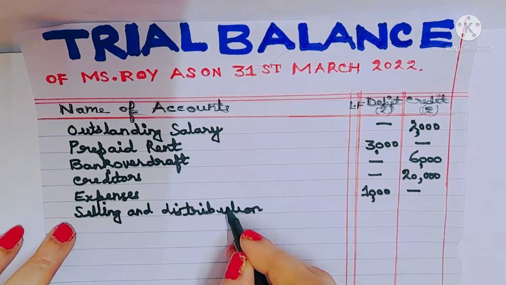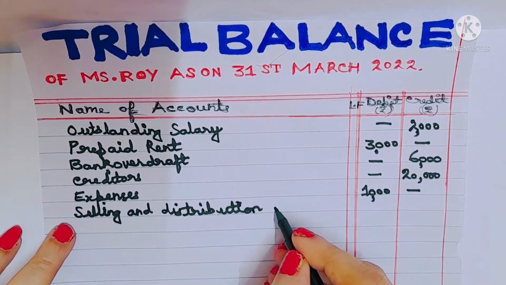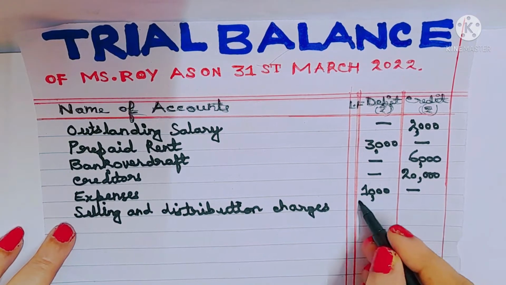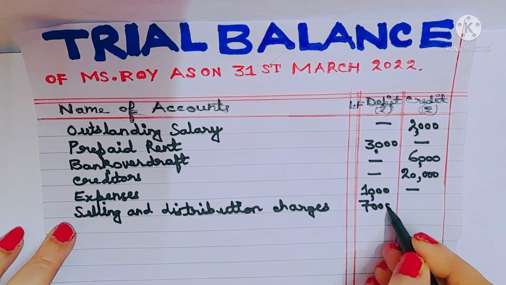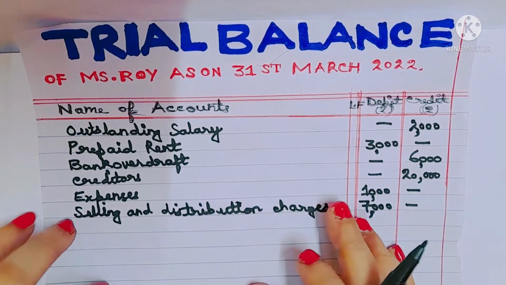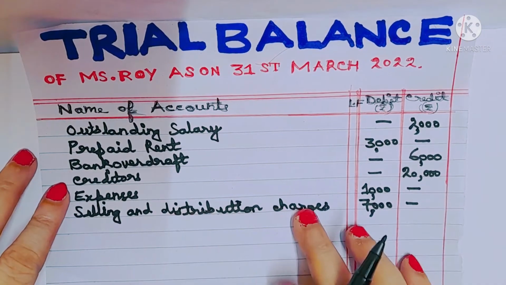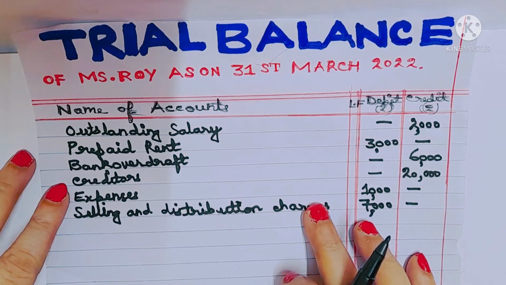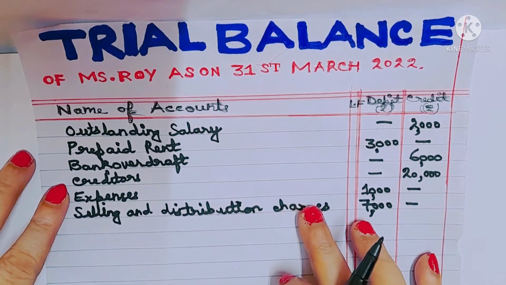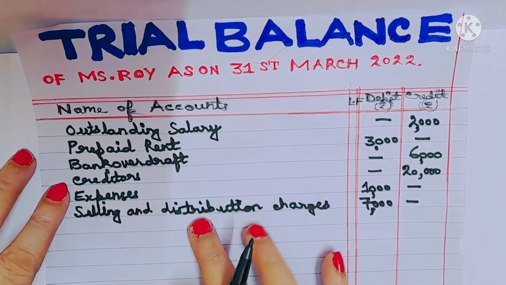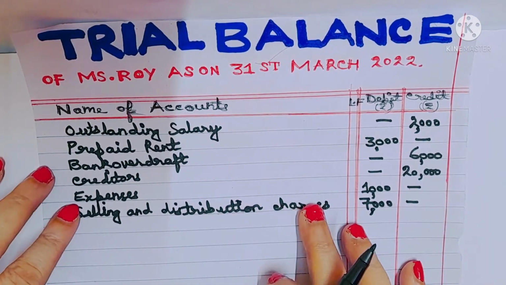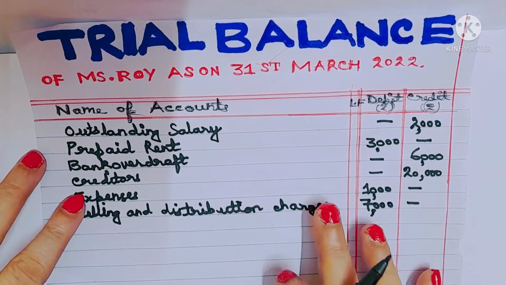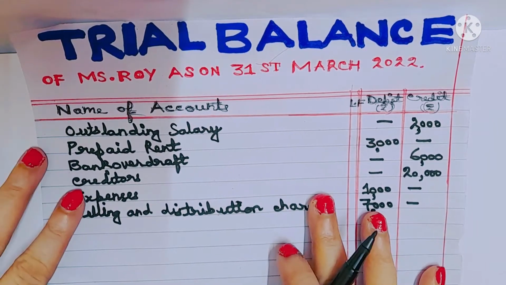Selling and distribution charges 7,000. Selling and distribution charges is a debit balance. Why? Because selling and distribution charges falls under nominal account. According to nominal account, all losses and expenses debit. Here, selling and distribution charges is an expense for the business. So, selling and distribution charges will be debited. Understood? Let's see the next account.